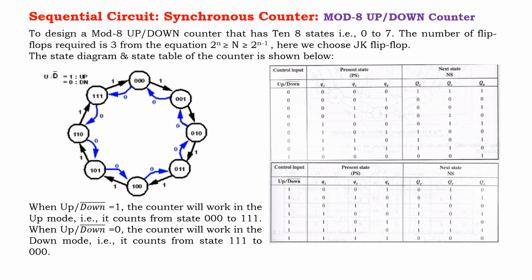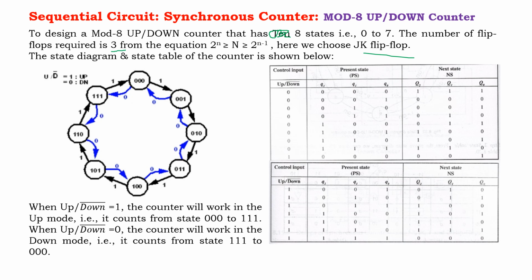So this is very interesting. To design a mod 8 up down counter that has 8 states, so 0 to 7, the number of flip-flops required is 3. From the equation 2 to the power of n minus 1 less than N less than or equal to 2 to the power of n, here we choose the JK flip-flop.